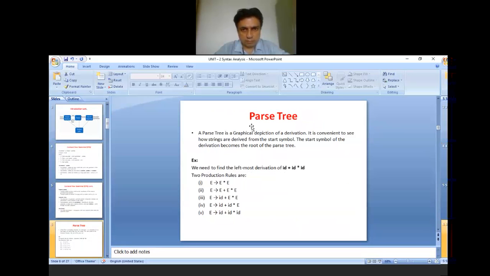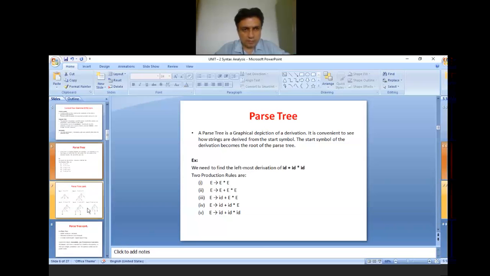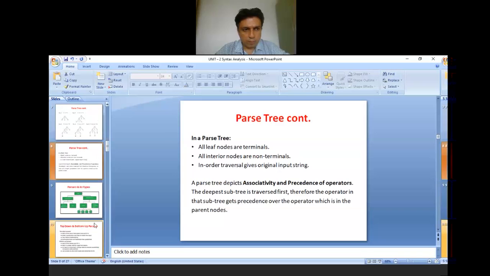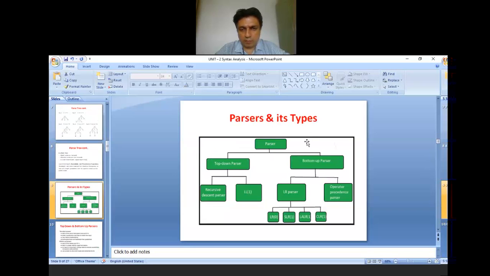So we already discussed the parse tree and how it can be constructed, and this is the very important classification of parsers. The parsers are classified into top-down parsers and bottom-up parsers. In today's class, we are going to start the top-down parser. We already discussed this classification in brief in the last class.